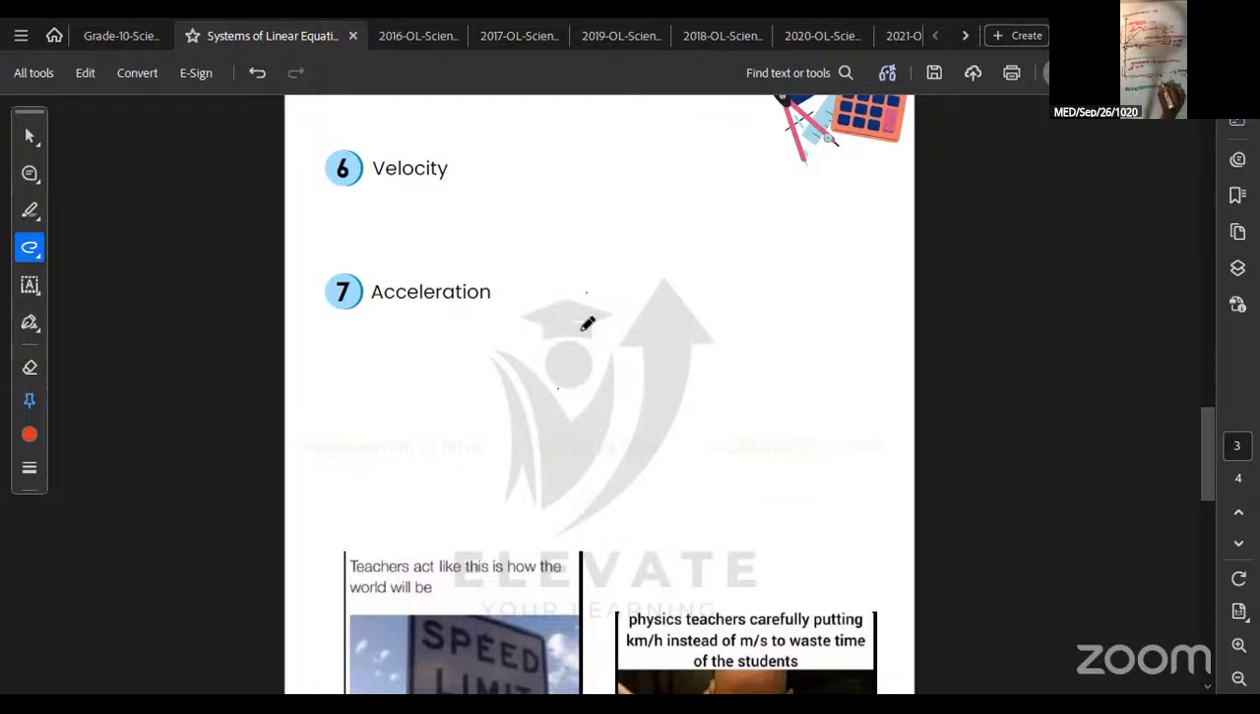Change in velocity, my bad. Change in velocity. Let's do a question after this, and then we'll wind up. There is more to this lesson. This is just the main part of the lesson, but there is actually more.